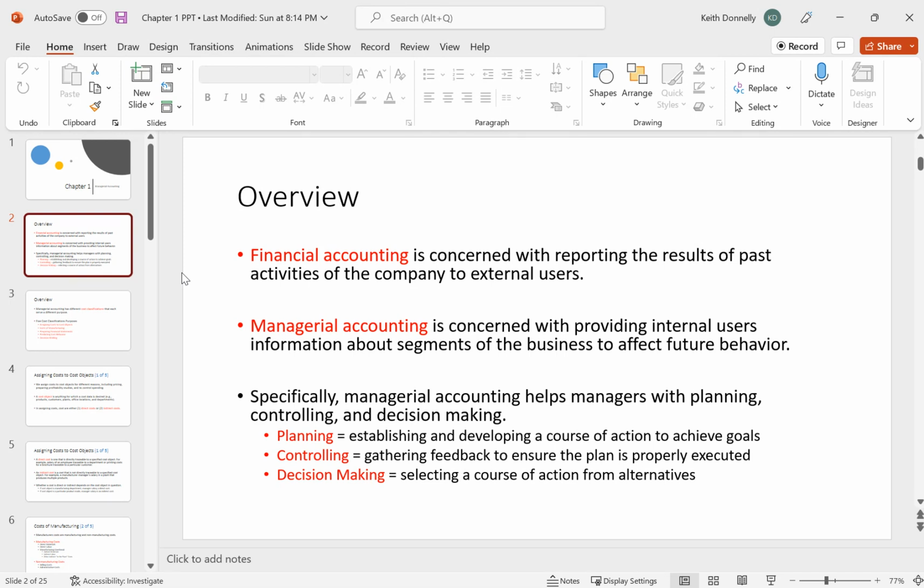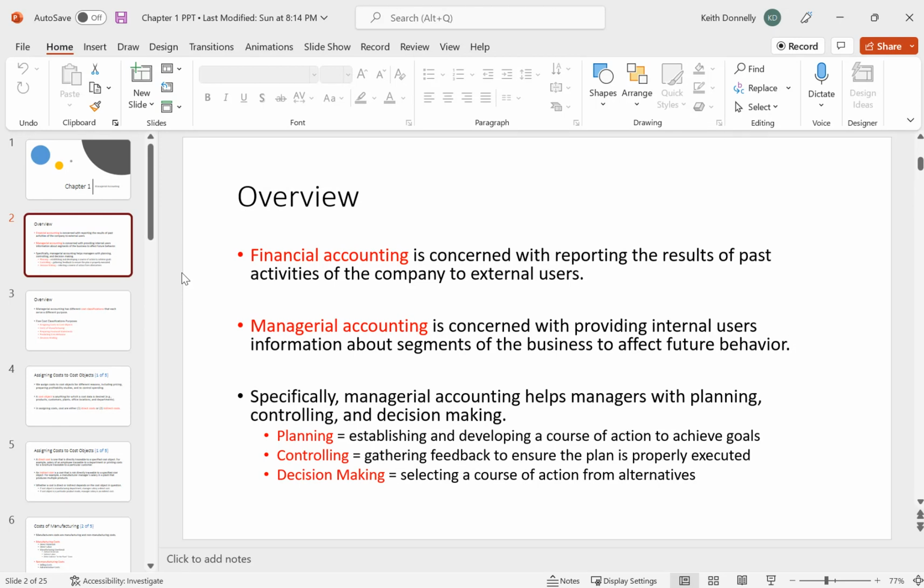Managerial accounting, in distinction, we're more concerned here with internal users of the business. So, like managers inside of the business. How can we use financial information to help us make decisions, right?